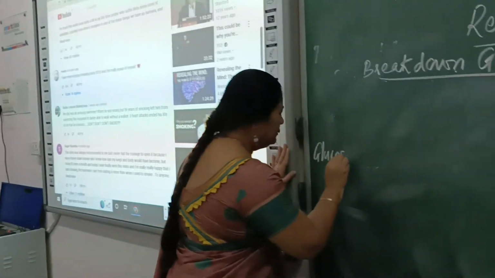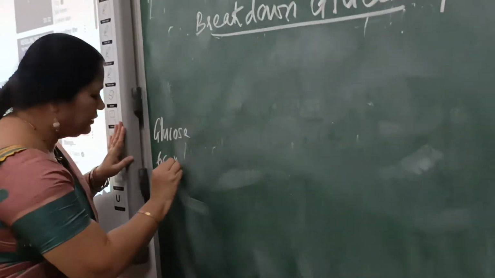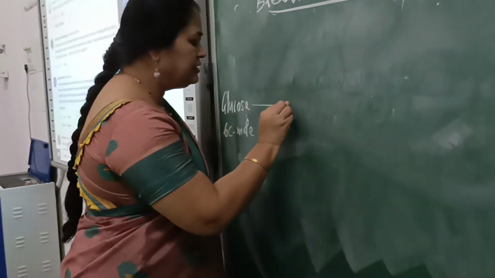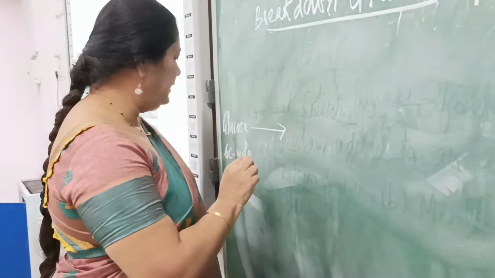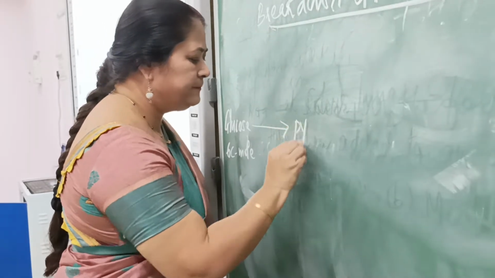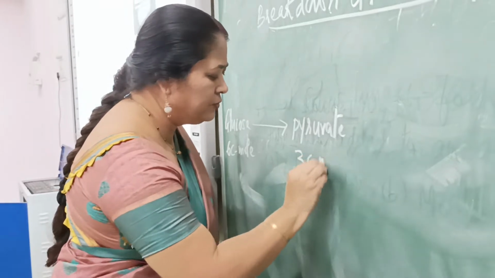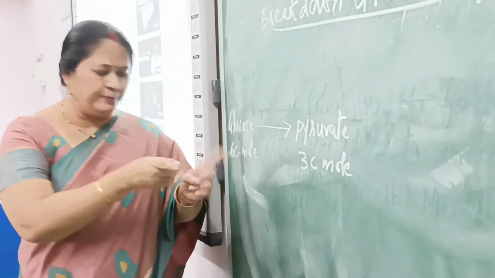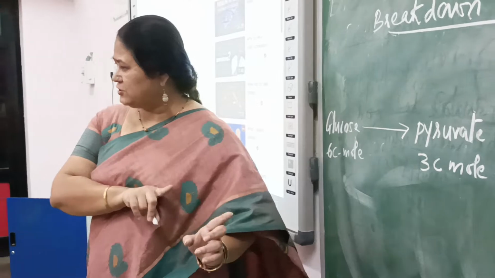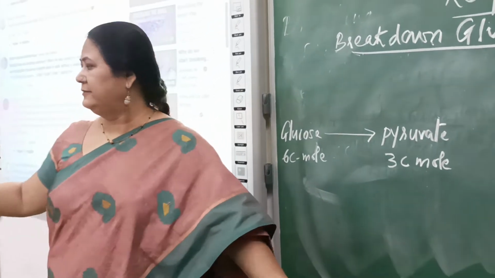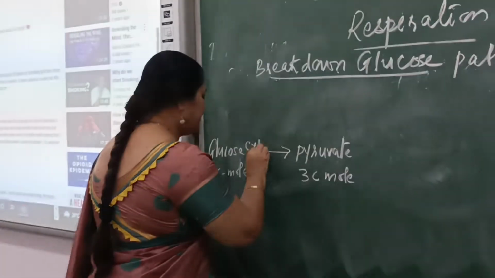So the same thing I'm going to write down here. So we have glucose. Glucose is a 6 carbon molecule, right? This 6 carbon molecule breaks down into pyruvate. This pyruvate is a 3 carbon molecule. And this particular process of breakdown of glucose, 6 carbon into 3 carbon, takes place in the cytoplasm. Is it clear to everybody? Yes. So this is the cytoplasm.